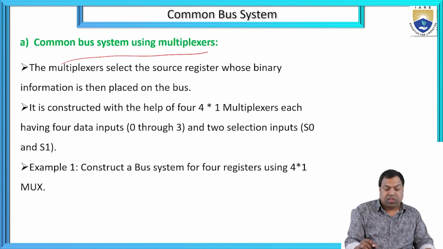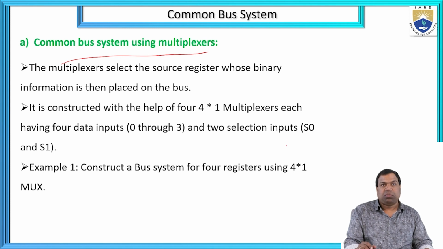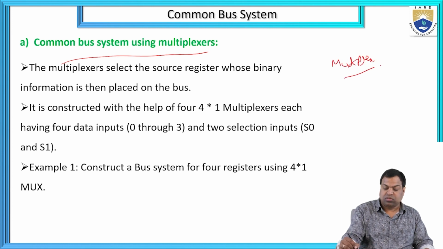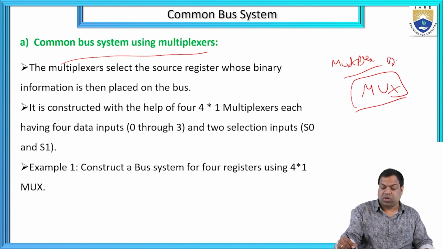Common bus system using multiplexers. The multiplexer selects the source register whose binary information is then placed on the bus. It is constructed with the help of 4 into 1 multiplexers, each having 4 data inputs, 0 to 3, and 2 selection lines, that is S0 and S1. The multiplexer is also called a mux.